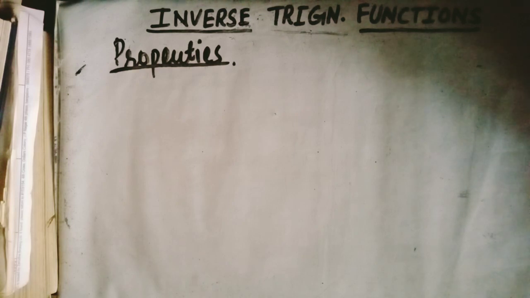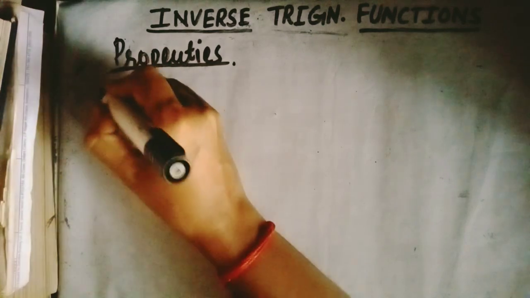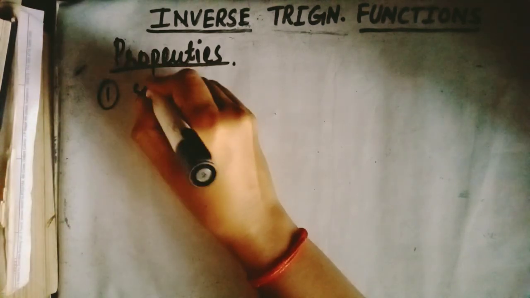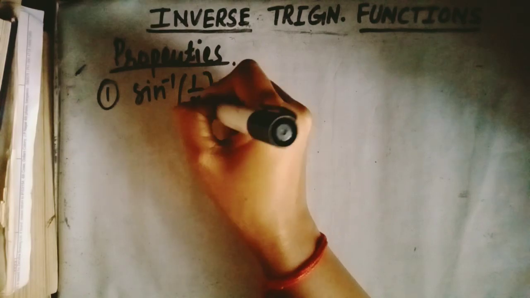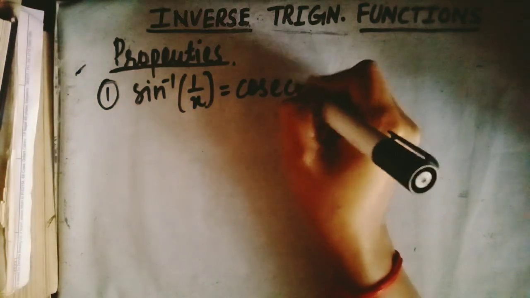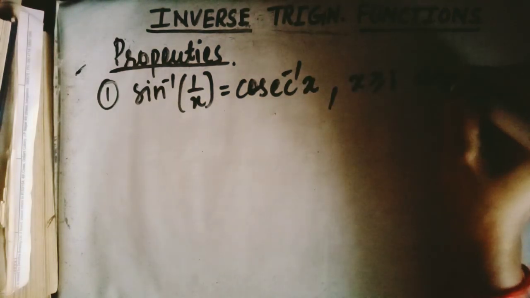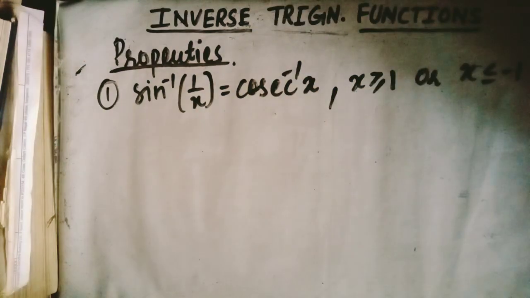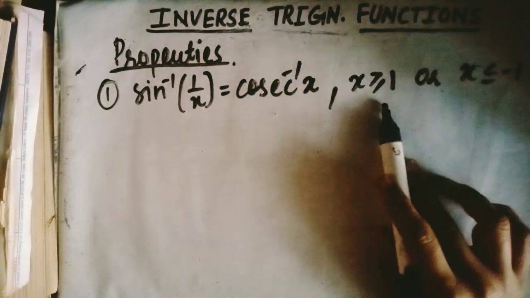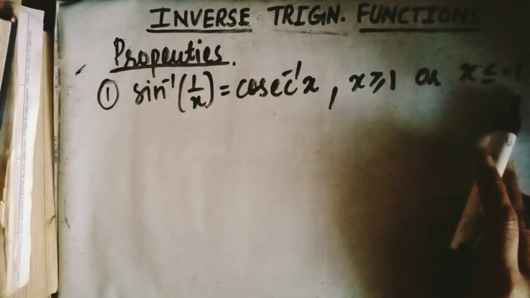First property: we have seen that sine inverse of x is x if this x belongs to the closed interval -1 to 1, right? So based on that we have to write other properties. The first property is sine inverse of 1 upon x is cosec inverse of x, where x is greater than or equal to 1 or x is less than or equal to -1. This is based on the domain 1 to -1. So how to prove this?